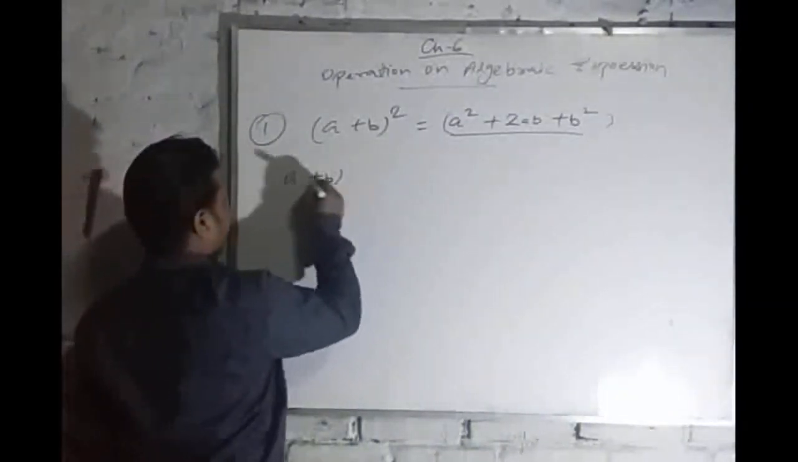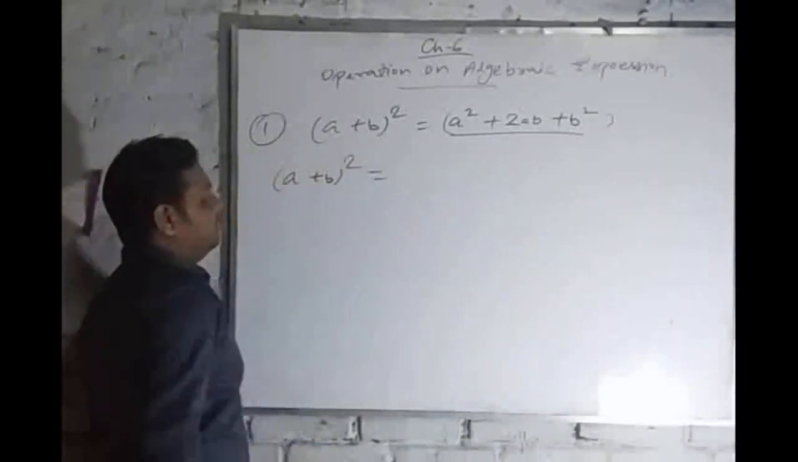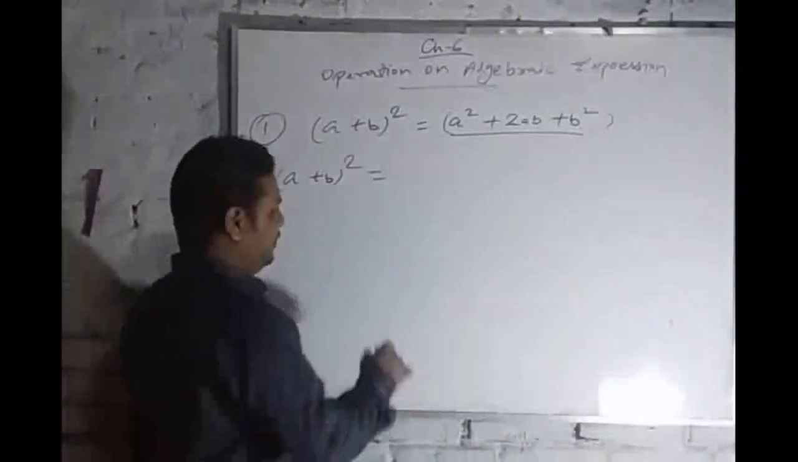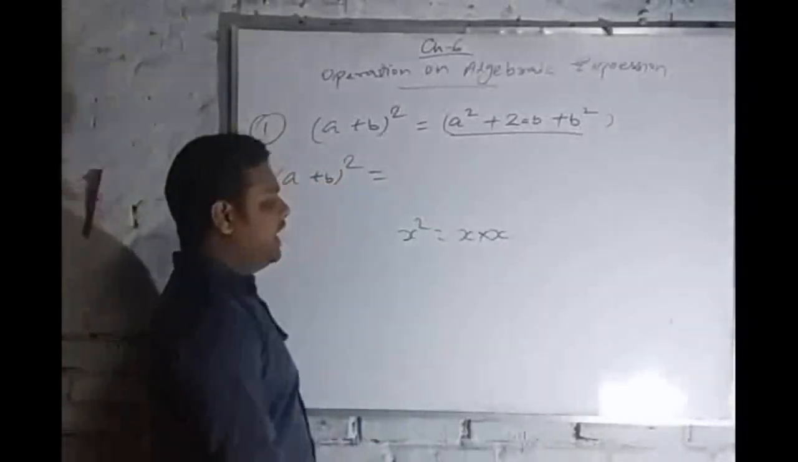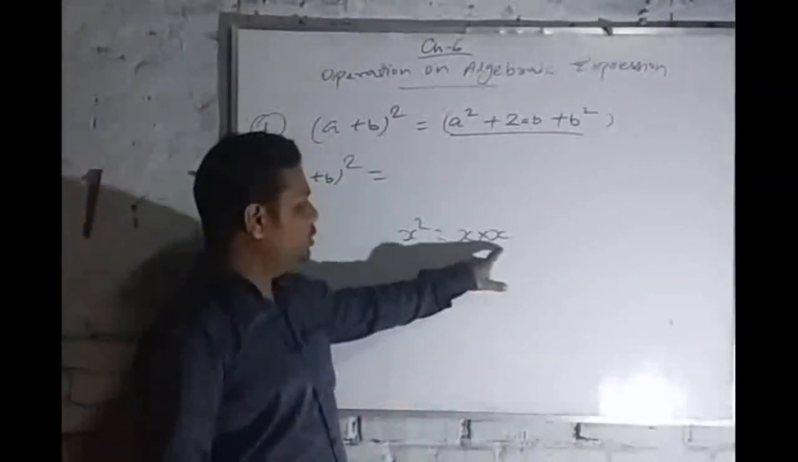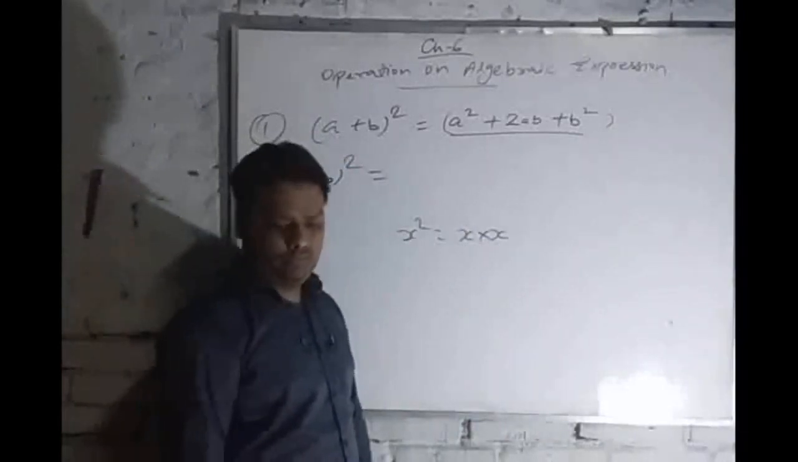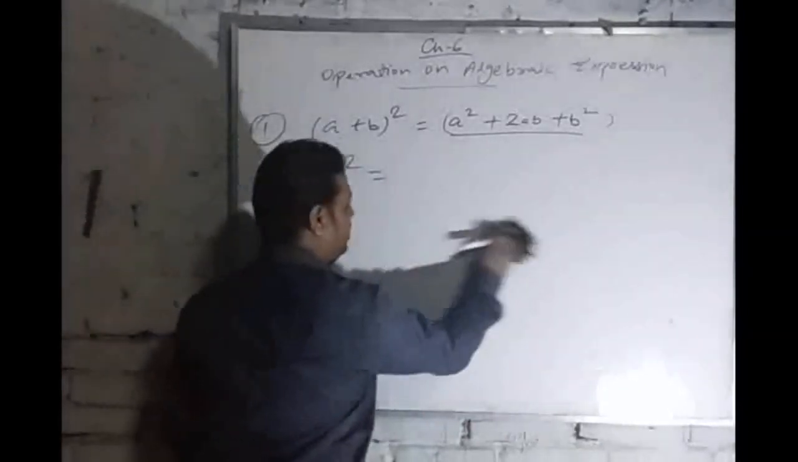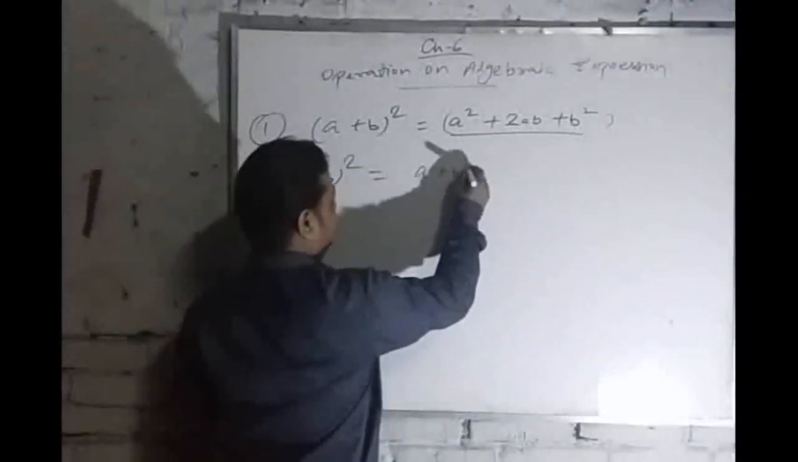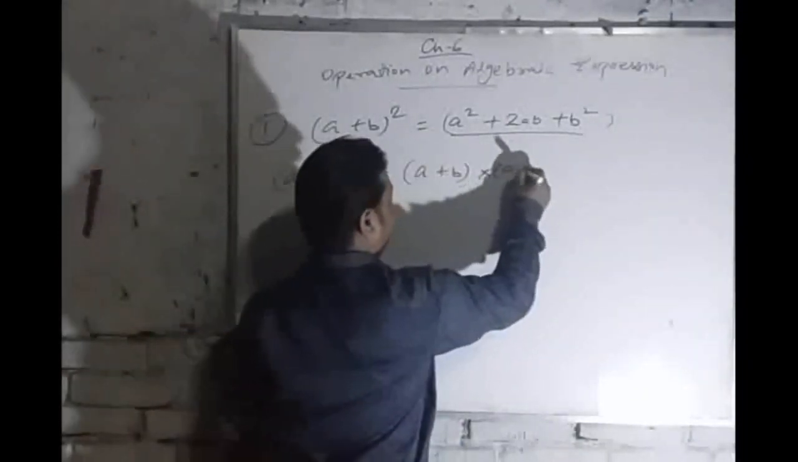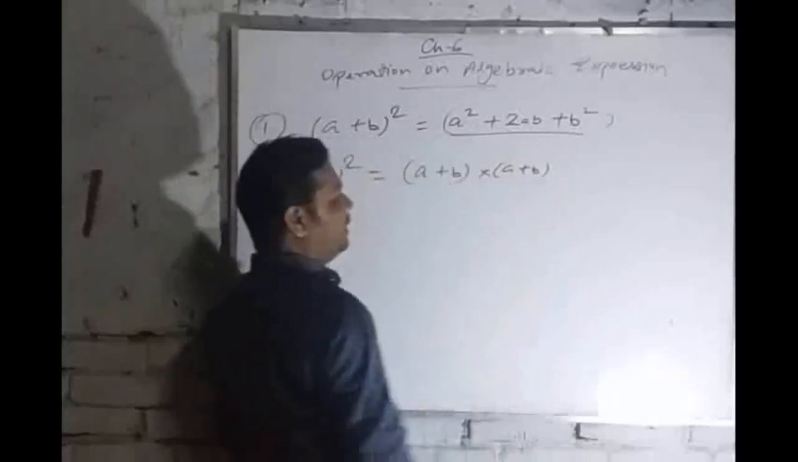(a + b) whole square. Whole square means if it is written x², it means x into x. That is, we have to write the base 2 times. Then (a + b) to the whole square, that is, we have to write (a + b) 2 times: (a + b) into (a + b).